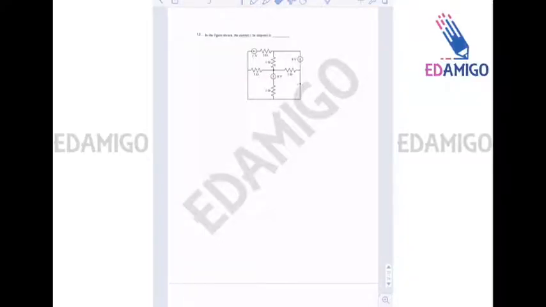So let's move on to the next question, guys. In this question, we have to find the current I1. Now, if you look at this whole question, it can be redrawn in a different manner, right? So it can be redrawn like this. I'm redrawing it for the sake of simplicity, so that you guys can see a very important point that I'm going to tell you.